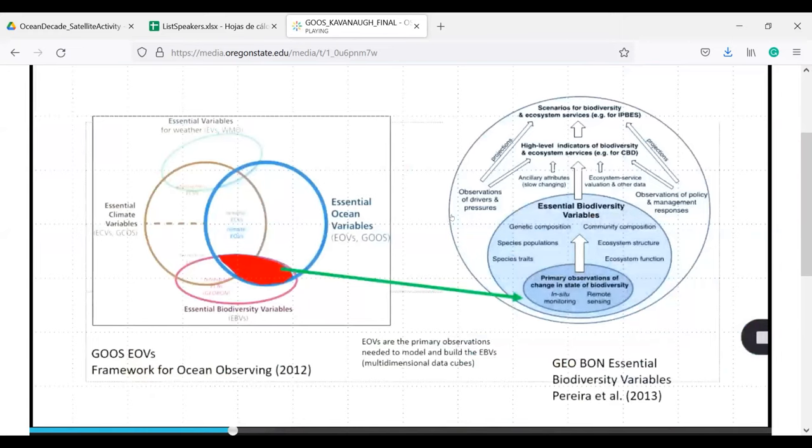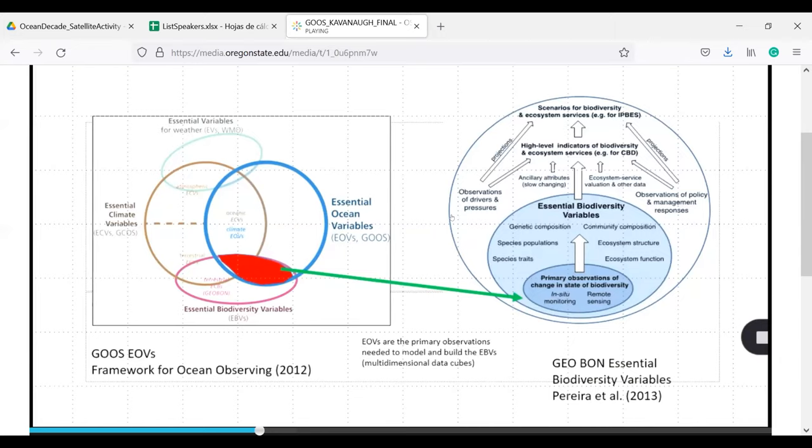MBON remote sensing sits at the intersection of several essential variables, and these include essential climate variables and essential ocean variables from GOOS, many of which can be obtained using remote sensing. MBON is also involved in the development and measurement of essential biodiversity variables, which were developed as part of the Group on Earth Observations. EBVs are biological state variables that are sensitive to change, but also ecosystem agnostic to allow for synthesis of regional to global patterns.